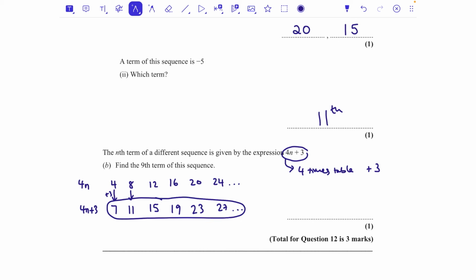And you could just do that and work out the 9th term. But the point of an nth term is that you can substitute the number you want in as n. So you're going to do 4 times 9 because you want the 9th number in the sequence. And then add an extra 3. So that's 36, add 3 more, and that's 39 for one mark.